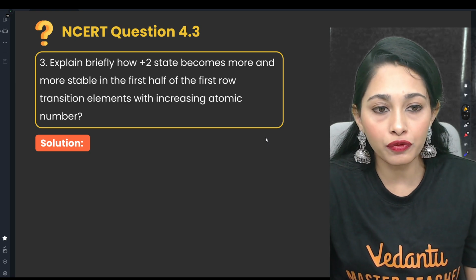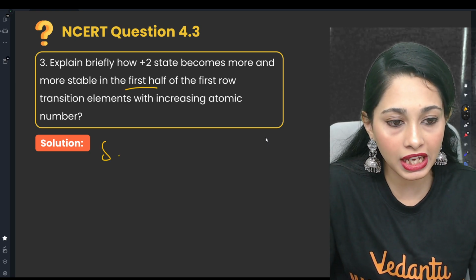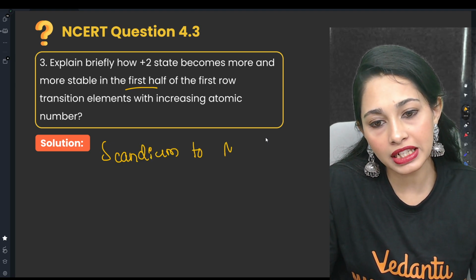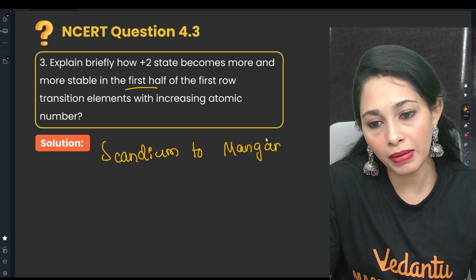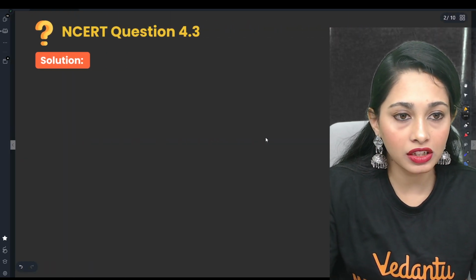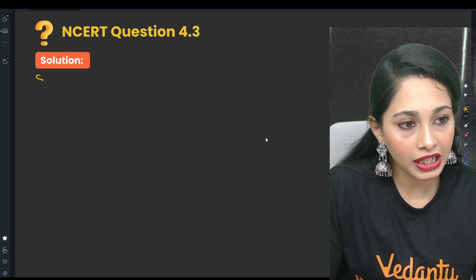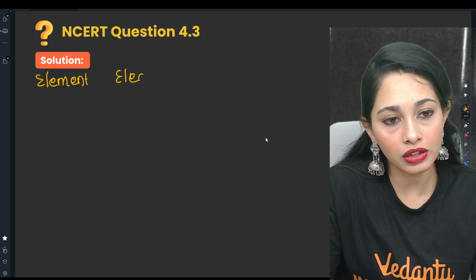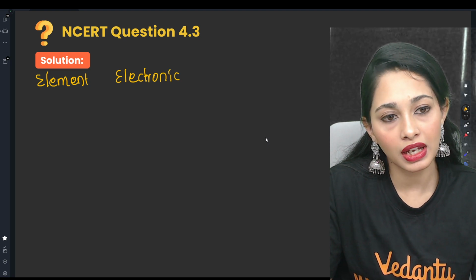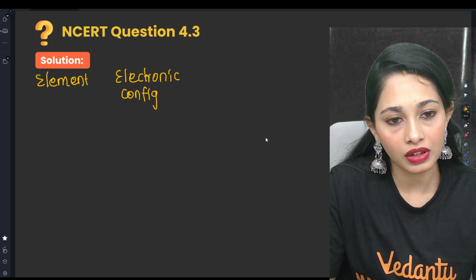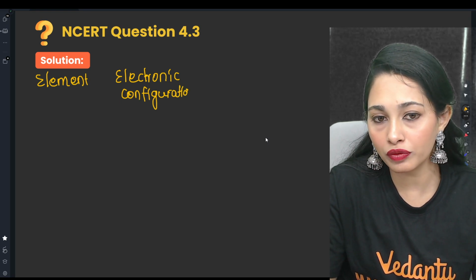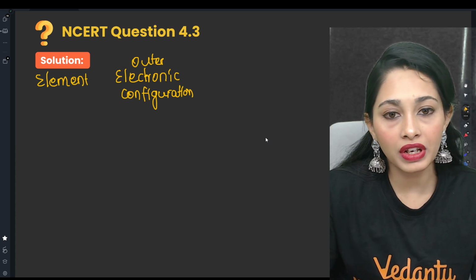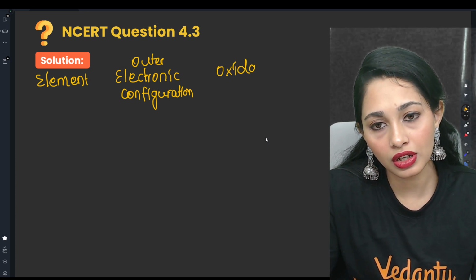So first half of the first row transition elements, that's from scandium to manganese. First let me write the element and the electronic configuration of the respective element. I'm going to write the outer electronic configuration here, so argon is the nearest noble gas. I'll write the oxidation states as well.